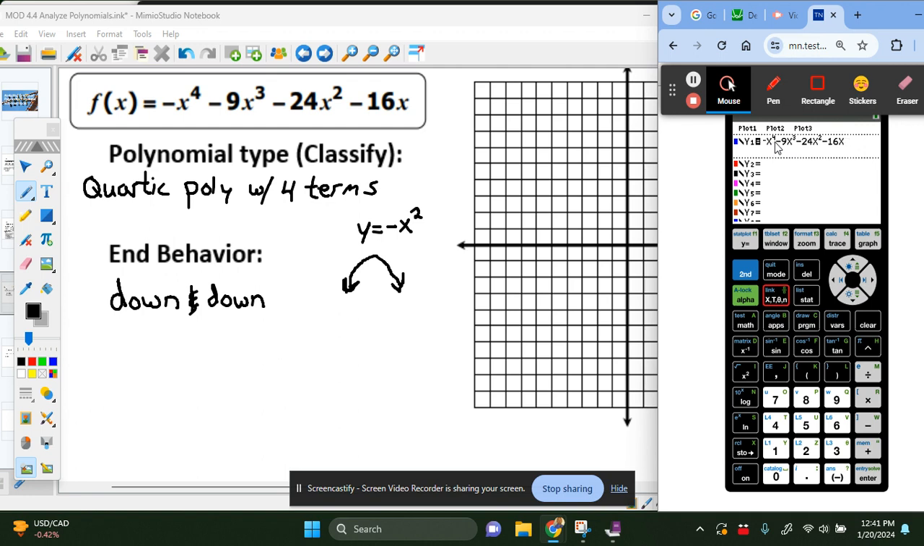Let's double check. Negative x to the fourth minus 9x cubed minus 24x squared minus 16x. We hit graph. Oh, hey, and we got all the important stuff that we actually need to see on the graph there. I was surprised. But I do want to zoom in just a little bit here. So let's zoom in.